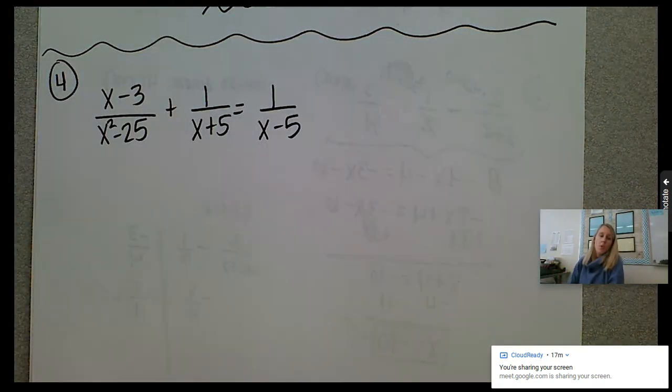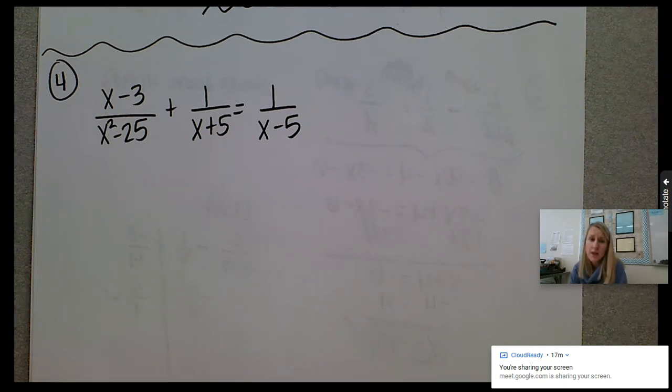All right, so here's number 4. Once again, we're only going up to 6. So we have a nice little rational equation. Once again, we have those nice fractions. We see the equal sign now, so we want to solve. In order to do that, we want to find the common denominator.